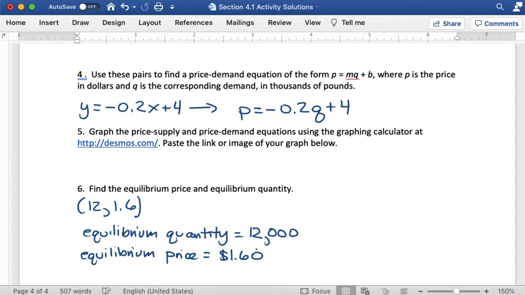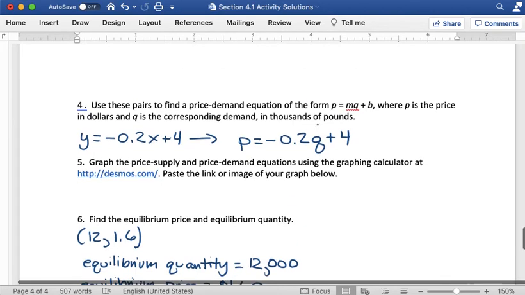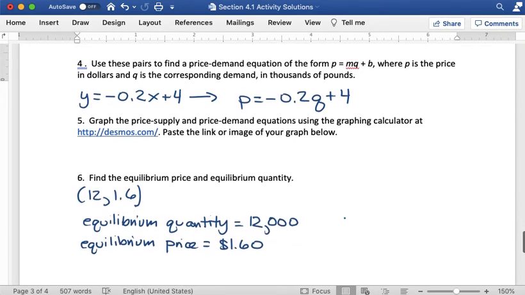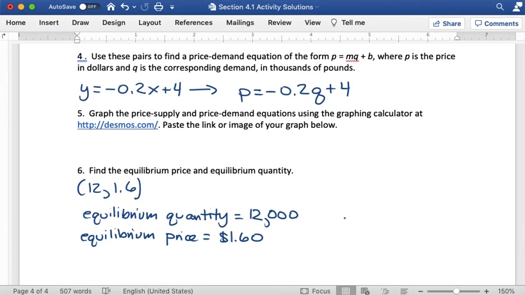And the book will show you to find this by setting these two equations equal to each other, the supply and the demand equation equal to each other, and solving. You can do it that way also. Desmos is just going to be a little bit faster because it'll find the point for you right away.